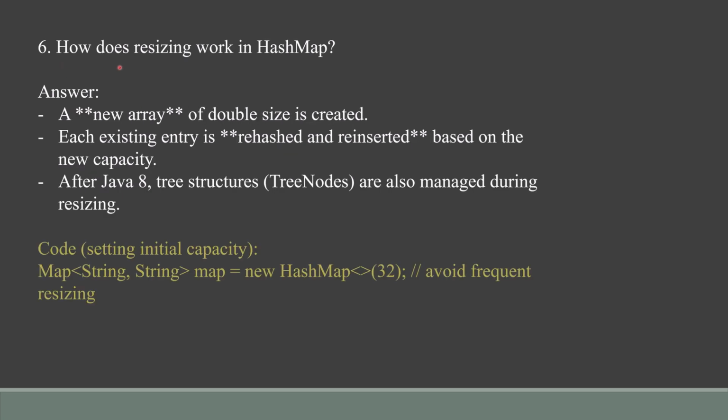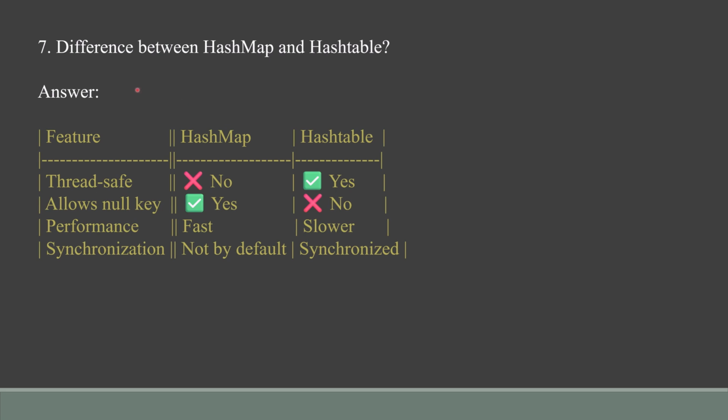Next question. How does resizing work in HashMap? When resizing happens, a new larger array is created and every key is rehashed and reinserted based on the new capacity. So after Java 8, tree structures are also managed during resizing. So it's important to plan ahead and initialize with a proper size if you know the volume of data in advance. Next question. Difference between HashMap and Hashtable.